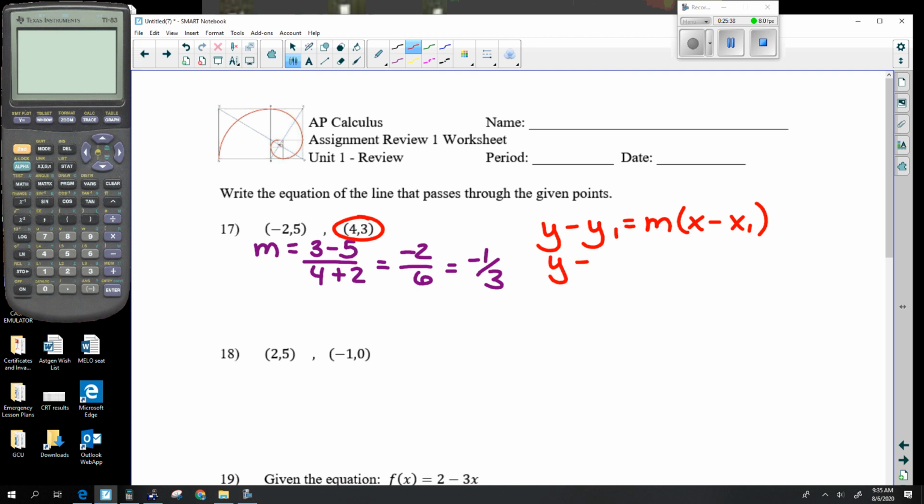So y minus y1 is equal to m times x minus x1, as such.